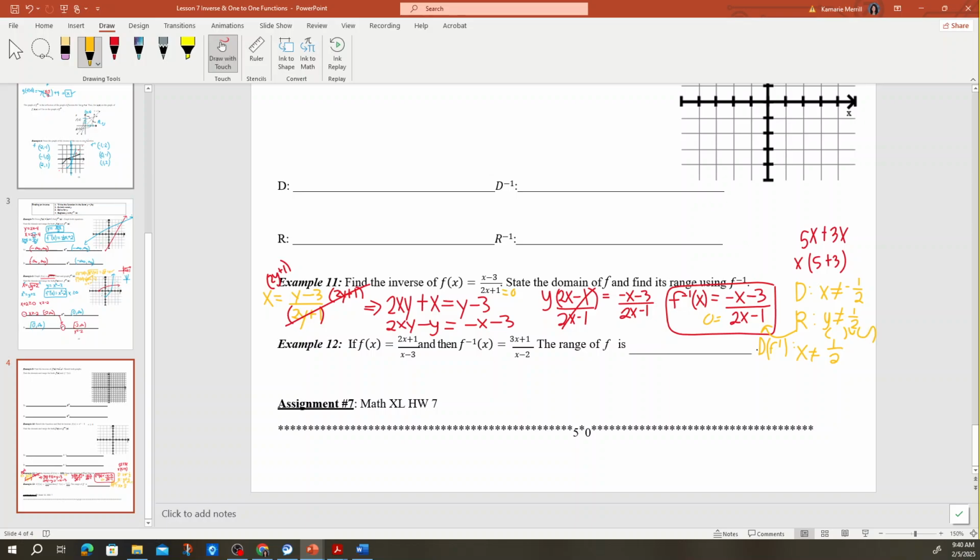So does that make sense how you would handle a problem like this, where they want you to find an inverse of a rational? It's probably the hardest one to find an inverse of. And then you would use the domain of f inverse to get the range of the original function. And we did this all without graphing. Okay, so these would be the answers for your function.